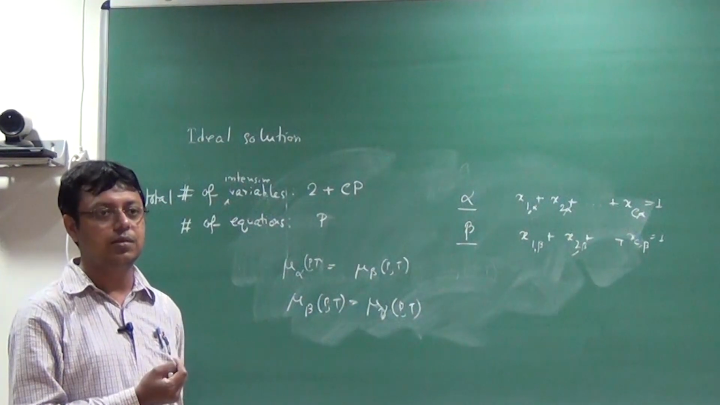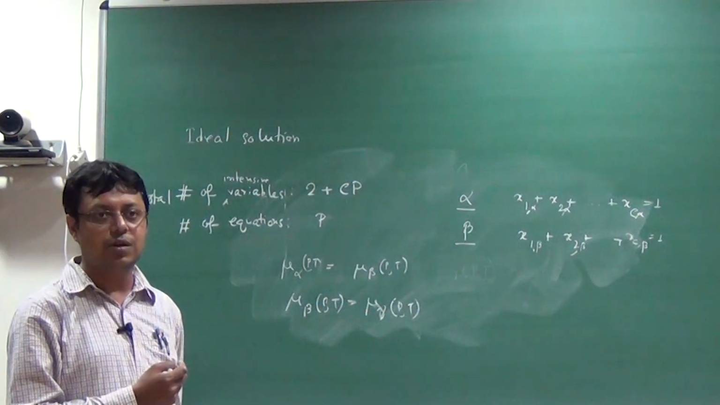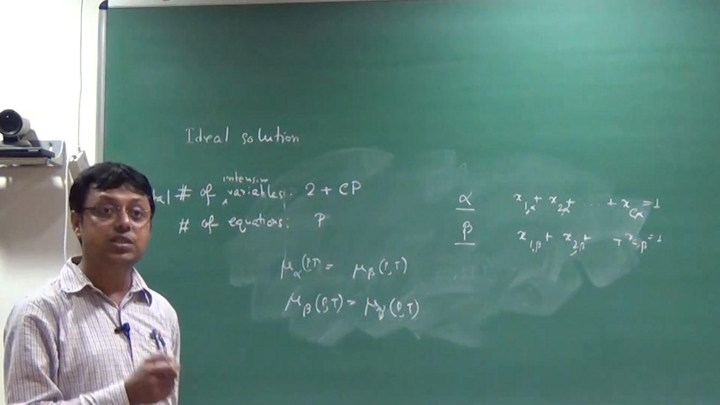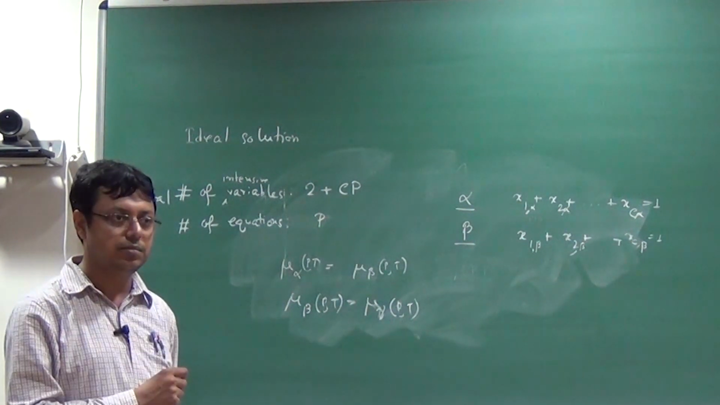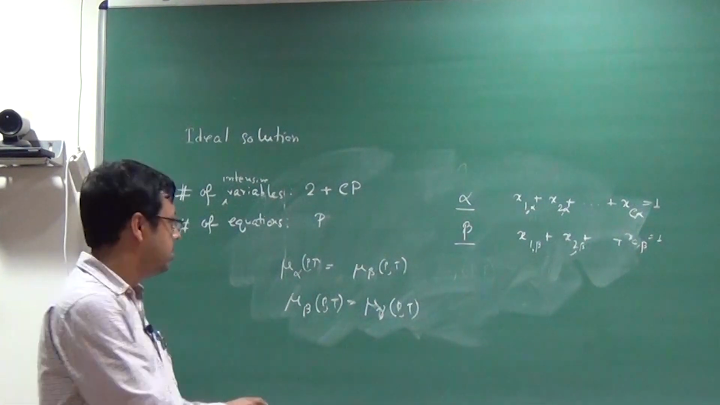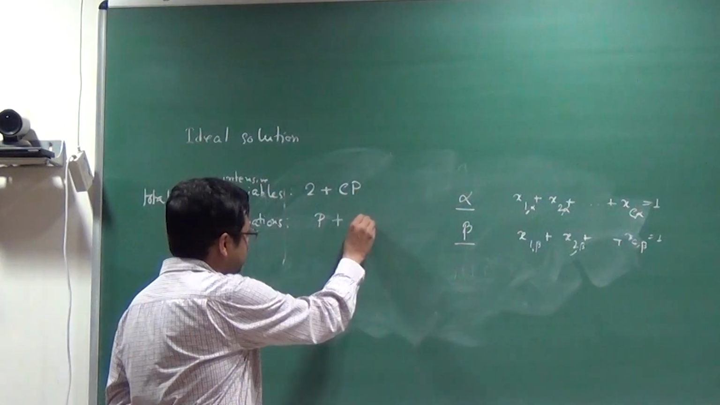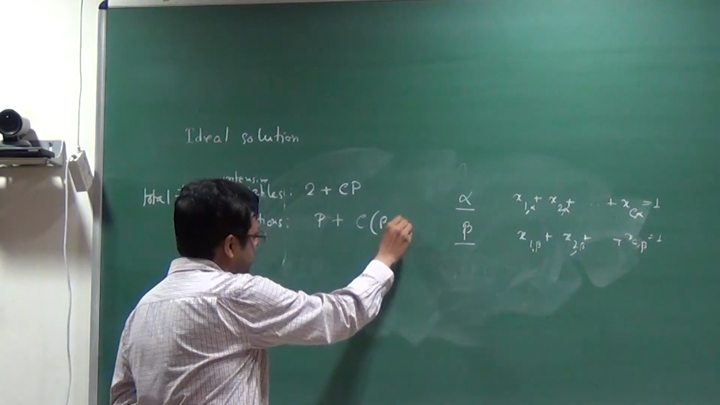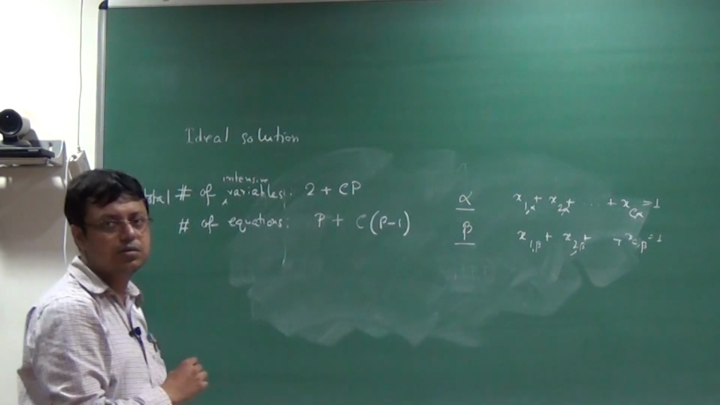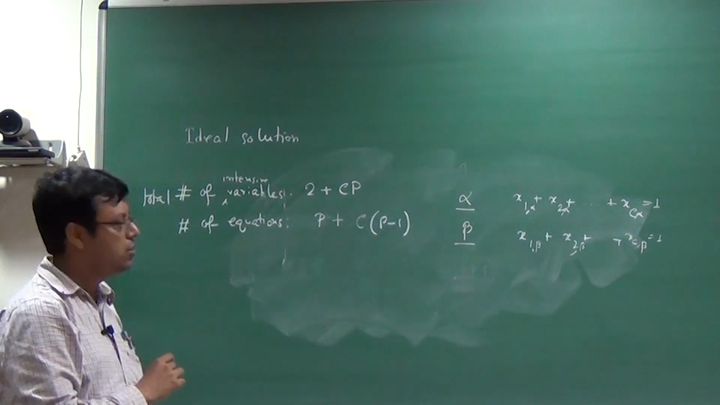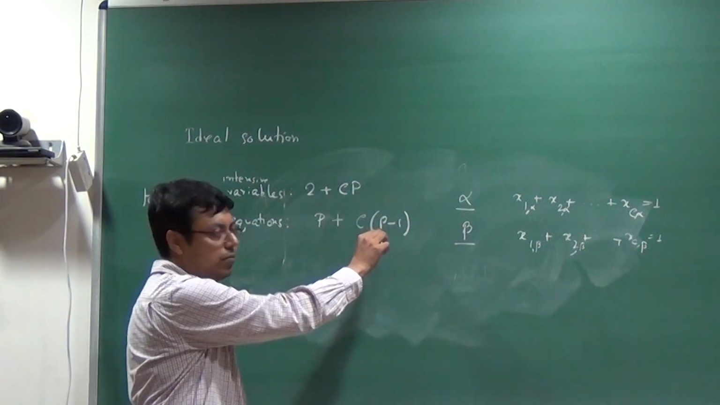How many components do we have? C components. So I have C times p minus 1 equations, which are coming from the phase equilibrium. Clear? So I have in addition these 2 things. Now I am done. These are the number of equations I have.